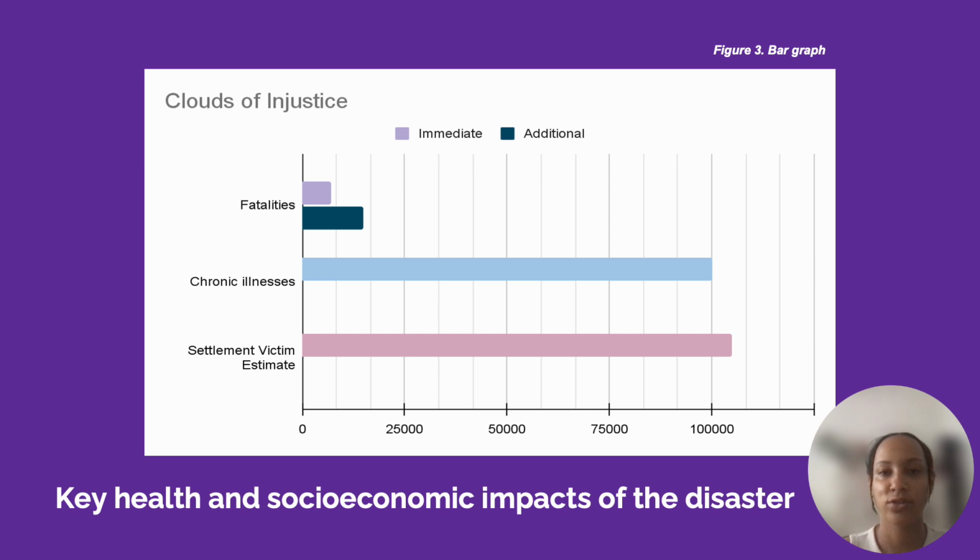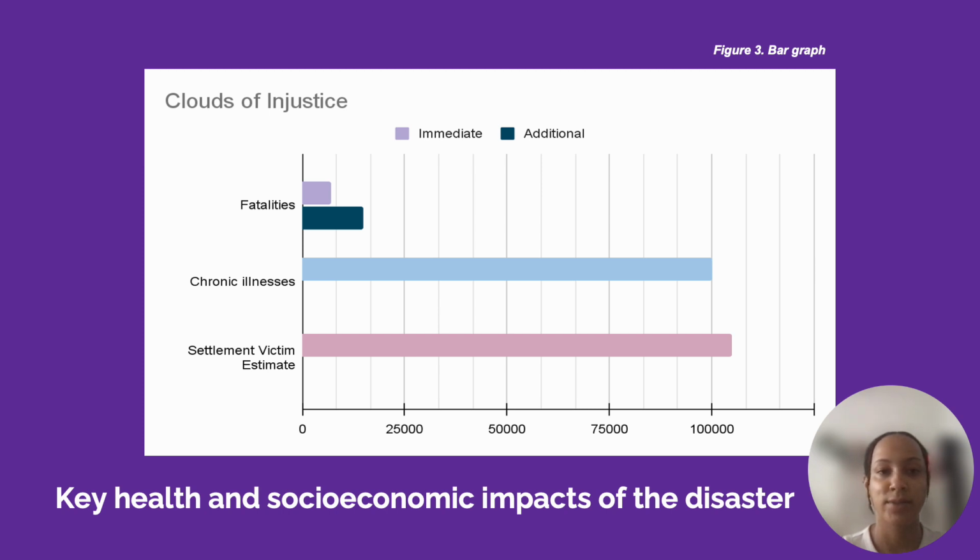Now we can turn our attention to this bar graph, which encapsulates the key health and socioeconomic impacts of the Bhopal disaster. Adapted from the Amnesty International report, Clouds of Injustice, a Bhopal Disaster 20 Years On, the graph lays out a stark picture by comparing several critical figures. More than 7,000 immediate fatalities in the first few days following the leak, at least 15,000 additional deaths over the ensuing 2 decades due to the gas-related illnesses, and over 100,000 people still battling chronic, debilitating illnesses today.